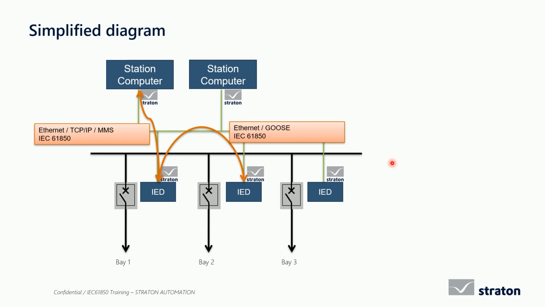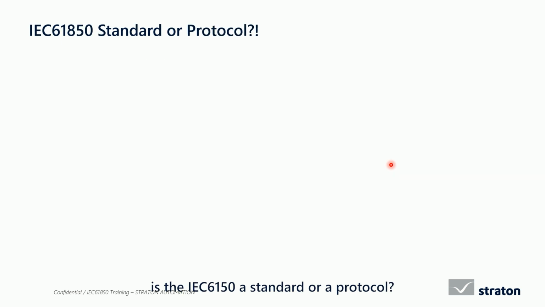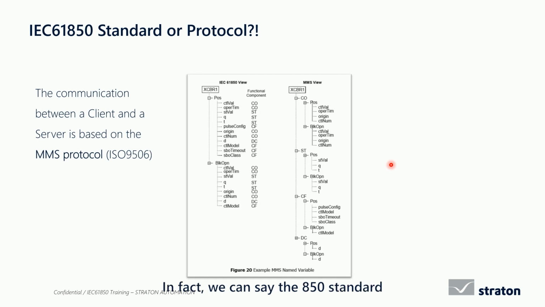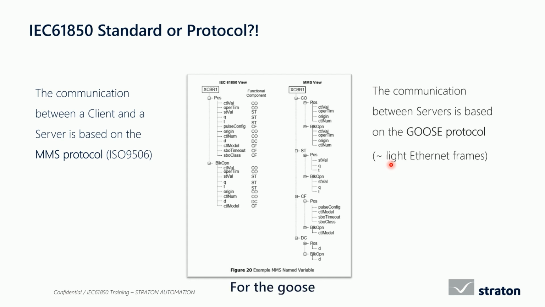Okay. One last slide. I guess you already understood it. Is the IEC 61850 a standard or a protocol? As we saw previously, the server is communicating with clients using the MMS protocol, which is based on the ISO 9506. In fact, we can say the 850 standard is using this MMS protocol. For Goose, this is a little bit different. Goose is described in the 850 and is, roughly, simply light Ethernet frames.